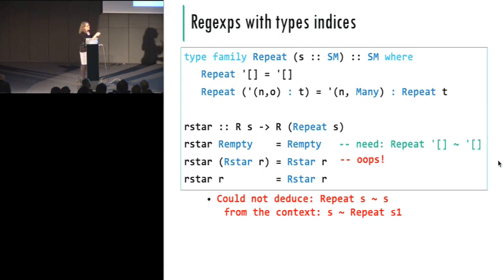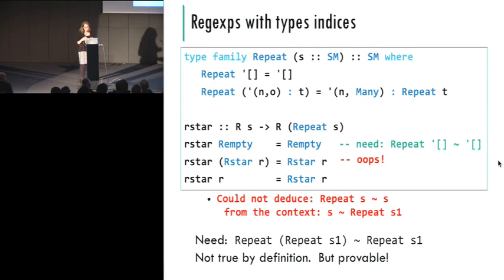And so really what we need to know is that repeat, this type level function, is an idempotent function. Doing it twice doesn't change anything. And it's not true by definition, but if we were in Coq or Agda, we would just prove it. We would do a quick inductive proof and show that. What are we going to do in Haskell? Well, in Haskell, I'm going to do something a little bit different.